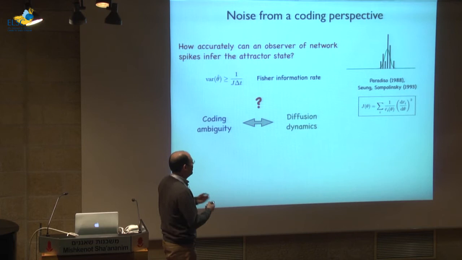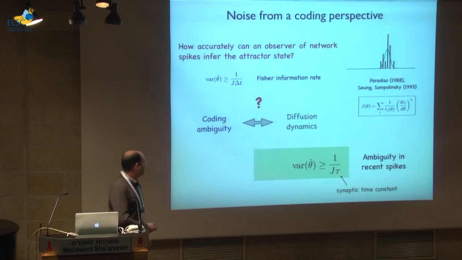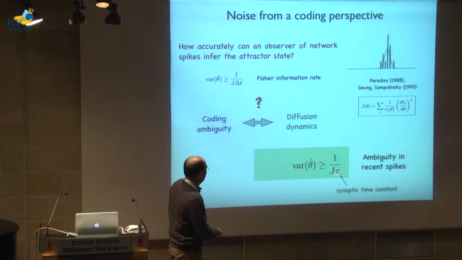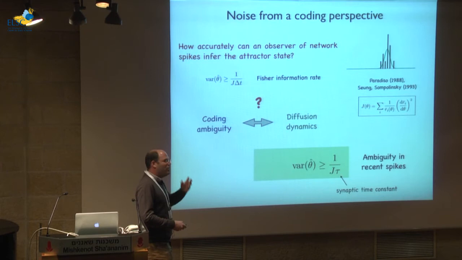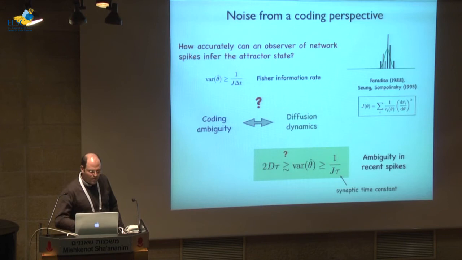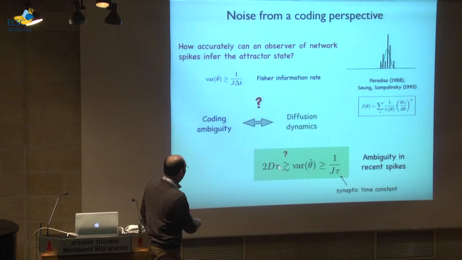So if there is a certain limit to how well you can infer the position of the bump based on the spikes over a synaptic time constant, this is 1 over J tau, we expect the network cannot be expected to maintain its position to any better accuracy than that. And therefore, the diffusion of the position of the bump has to be at least this quantity. And this is 2 times the diffusion coefficient times the synaptic time constant. Okay, so this is kind of a hand-waving argument.